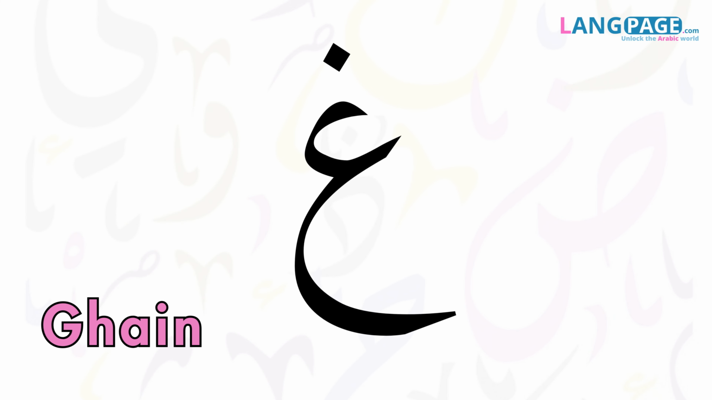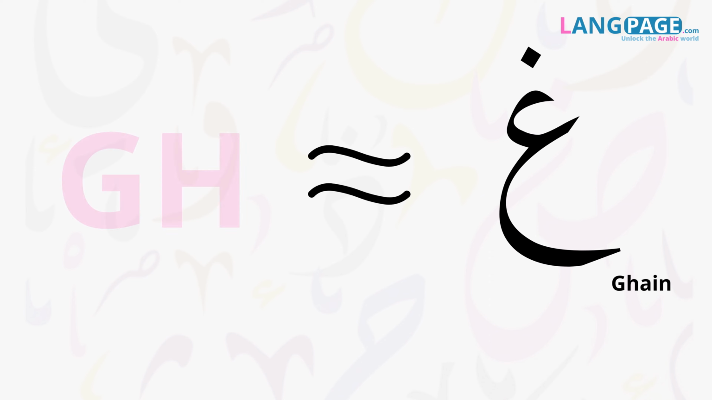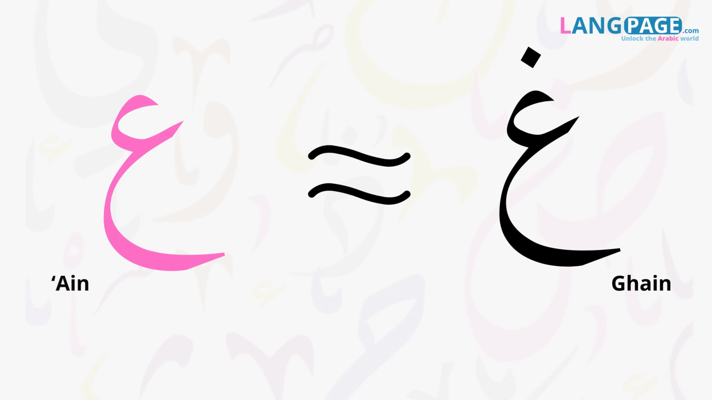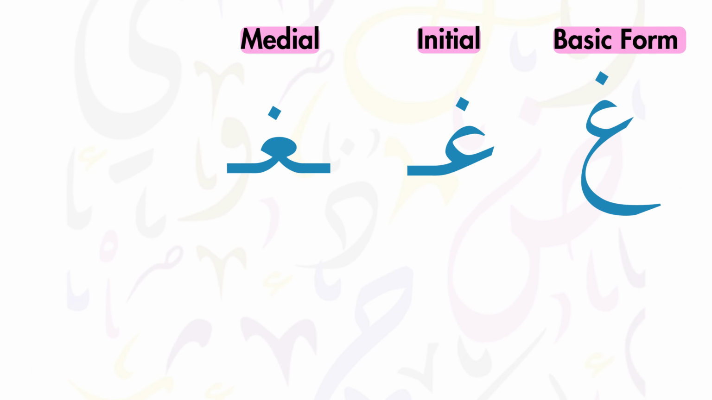And now we have reached the final letter in my lesson. It is the letter Ghain, which equals GH, Gha, Ghain. In the shape, it looks exactly like the letter Ain, but it has 1 dot above. Let's meet the forms of it.